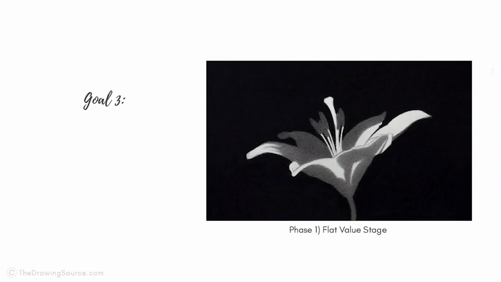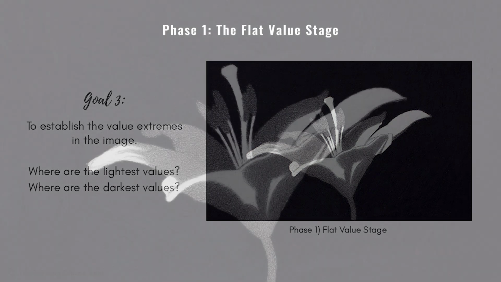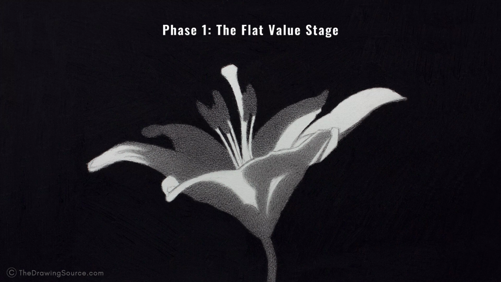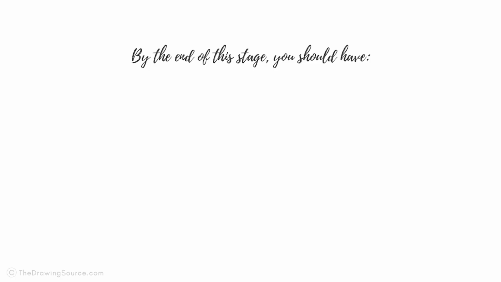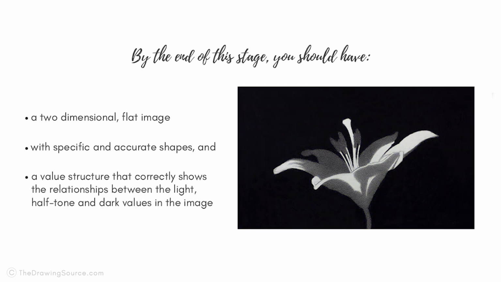Our last goal in the flat value stage is to establish the value extremes. Where are the lightest values? Where are the darkest values? In this example, the darkest value is the background, and the lightest values are where we left the paper white. By the end of this stage, you should have a 2-dimensional flat image with specific and accurate shapes, and a value structure that correctly shows the relationships between the light, halftone, and dark values in the image.